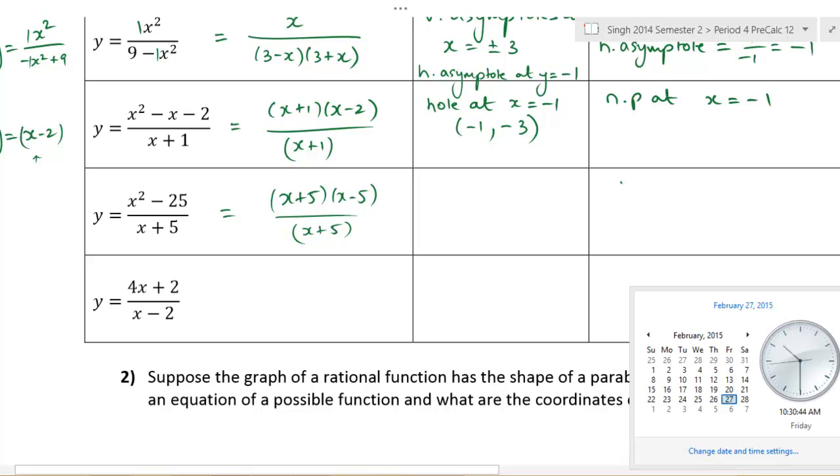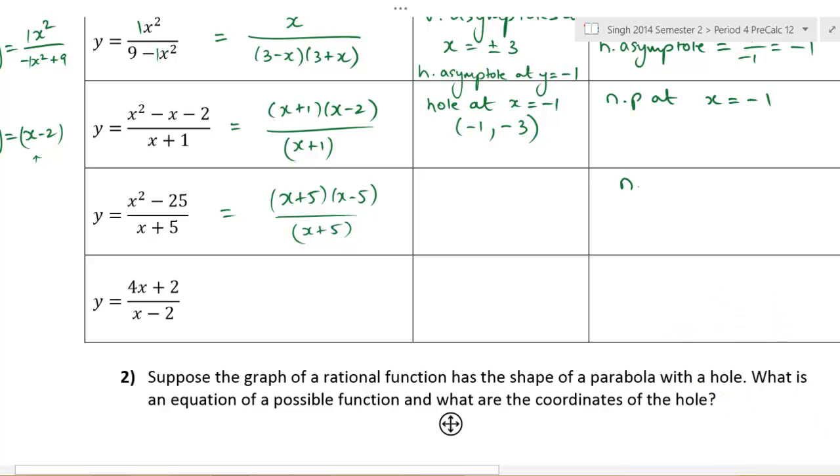That one again, non-permissible. Non-permissible at x equals -5. That's the first step. Then I look for common factors. There's a common factor at x plus 5, x plus 5. So that means there's a hole at -5 comma, what's the y coordinate? -10. You're getting good at this. That's awesome. Any horizontal asymptotes? Nope. No vertical asymptotes because the resulting function is linear.